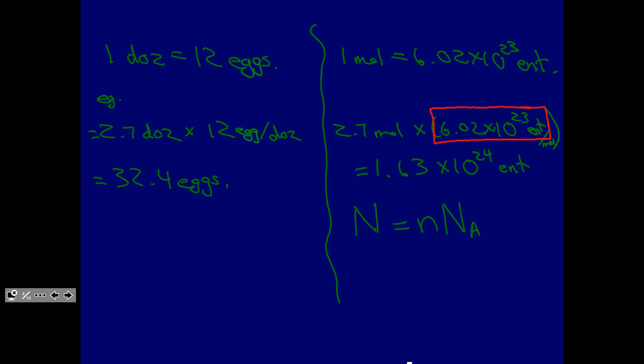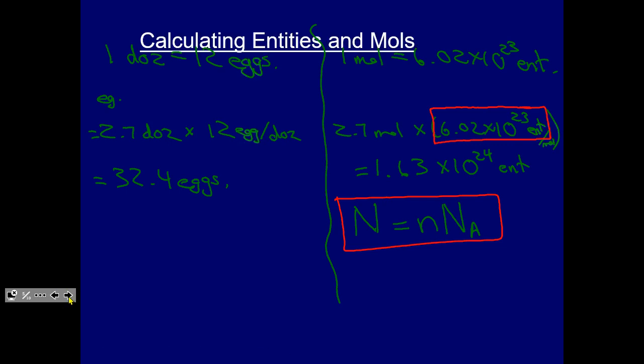But what we've just done is we've created an equation where we can calculate the number of entities if we know the number of moles. So let's write down some of these equations and see if we can use it to calculate it. So calculating entities in moles. I have just stated the equation is N equals small n times Na.